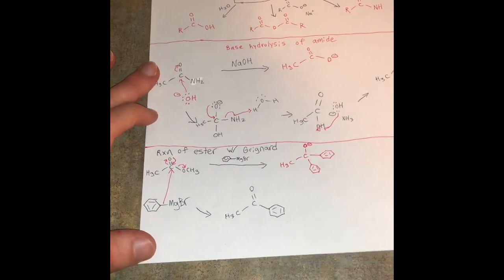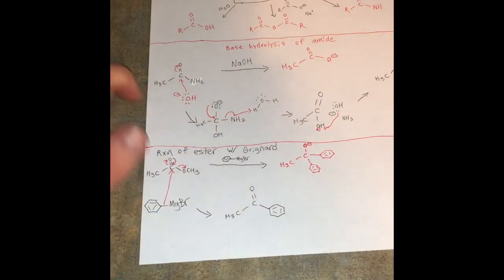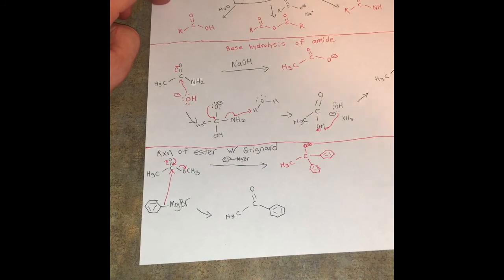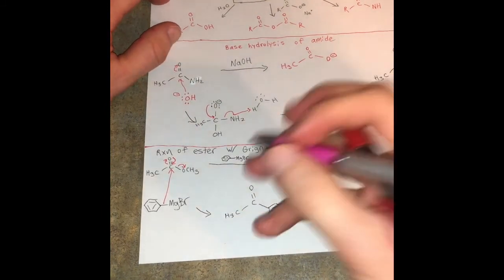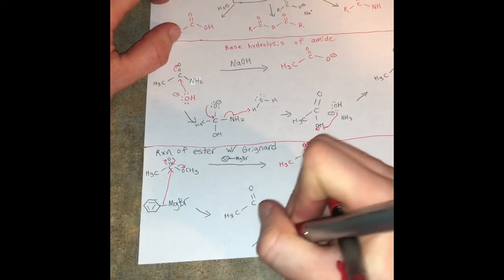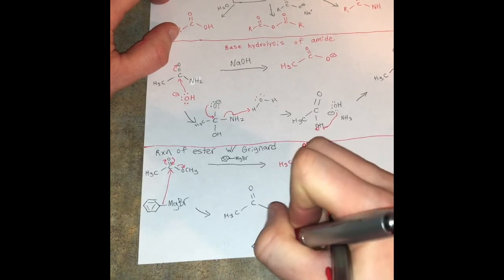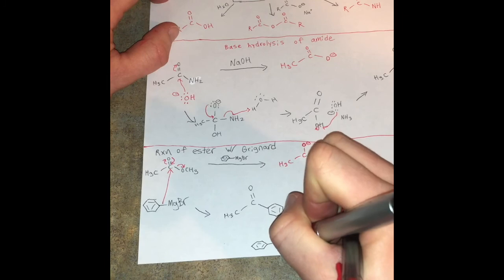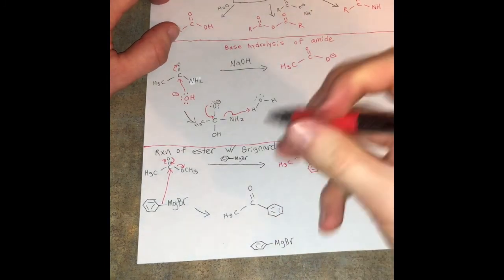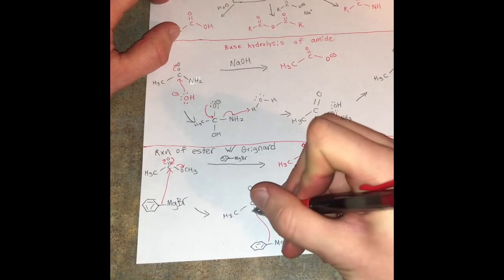So there's 1 Grignard. Now remember, as long as you have a carbonyl left, Grignard continues to react, as long as it doesn't say only 1 equivalent. So we take another Grignard, we again attack the carbonyl.